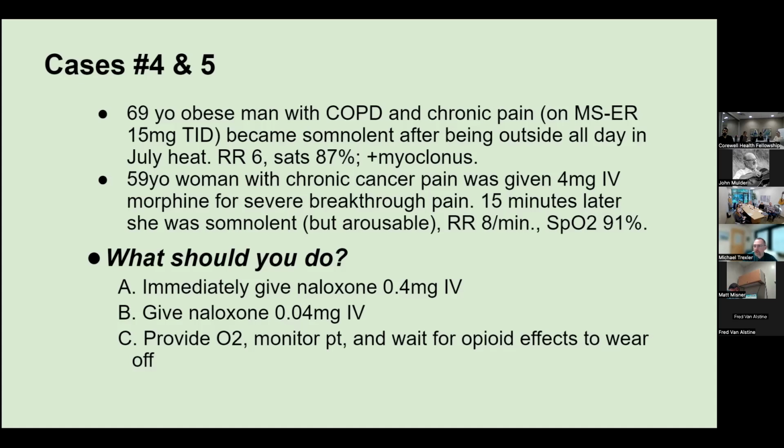And the nurse calls you and is concerned. Should I call a rapid response? Do we need to Narcan this patient? Her respiratory rate was 8, her SATs were 91%. So what should you do? A, immediately give naloxone 0.4 milligrams IV, that's 1 amp. B, give naloxone 0.04 milligrams IV. Or C, provide oxygen, monitor the patient, and wait for the opioid effects to wear off. So for the first case, which of these three would you do?